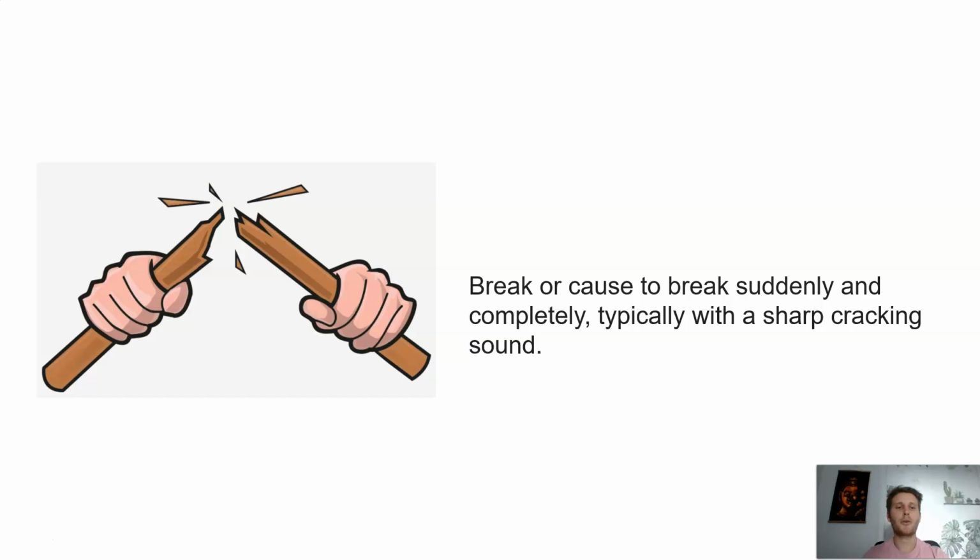The next word, you can see the man is breaking something. It looks like it's a broom or a stick. So to break it suddenly, typically with a sharp cracking sound. So it breaks. So the word that we can use is snap. You can use broken, he broke it, he snapped it. But in this case, we are using snap. The man snapped the branch. So snap is a verb.